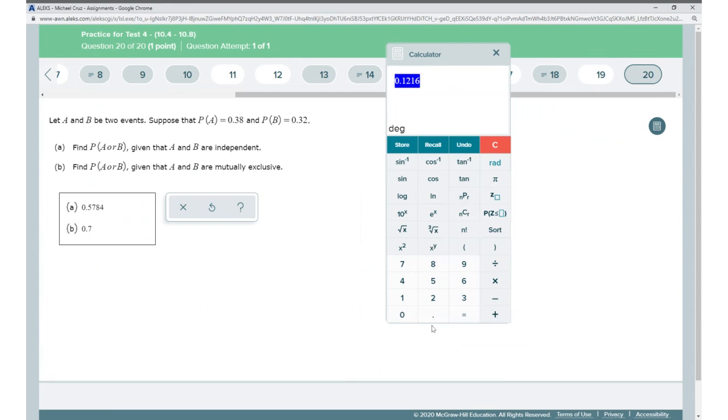I'll write it down. All right. So 0.7 minus 0.1216. Same thing, see? So you can get that calculator to stack things and do things in it.